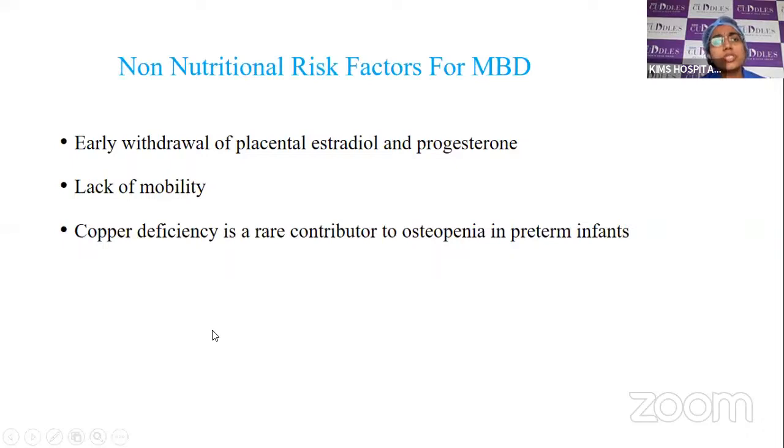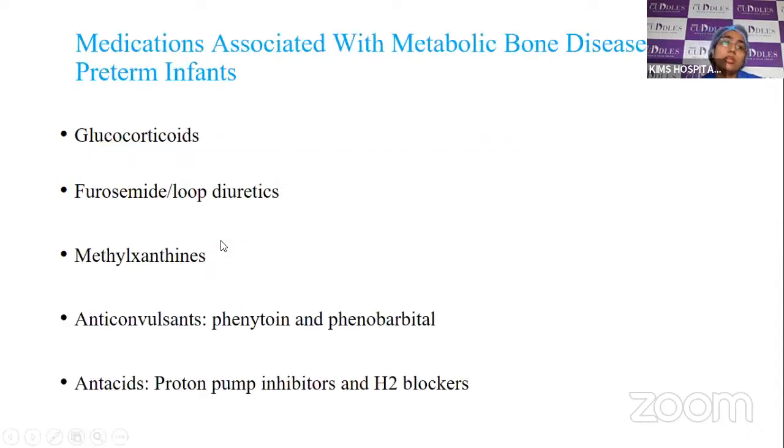So what are the non-nutritional risk factors for metabolic bone disease? Early withdrawal of the placental estradiol and progesterone in case of prematurity, placental insufficiency, lack of mobility, and another thing is copper deficiency. A few of the medications which are associated with osteopenia of prematurity are glucocorticoids, furosemide, loop diuretics, methylxanthines such as caffeine, anticonvulsants such as phenytoin, phenobarbital, antacids, proton pump inhibitors, and H2 blockers.